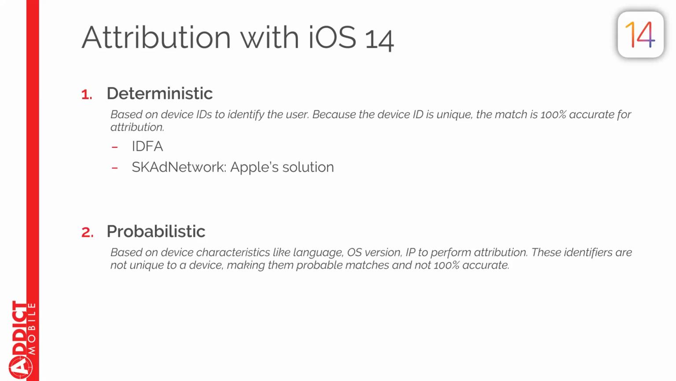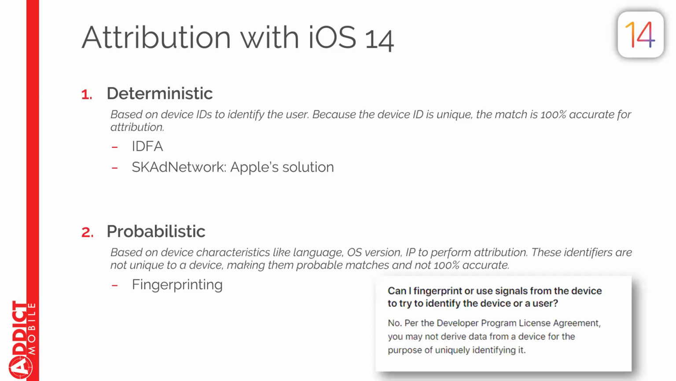The other way to track is probabilistic tracking. It's based on device characteristics like language, OS version, and IP to perform attribution. Those identifiers are not unique, meaning that the matching is not 100% accurate, because different users can have the same characteristics, the same OS version, the same languages.